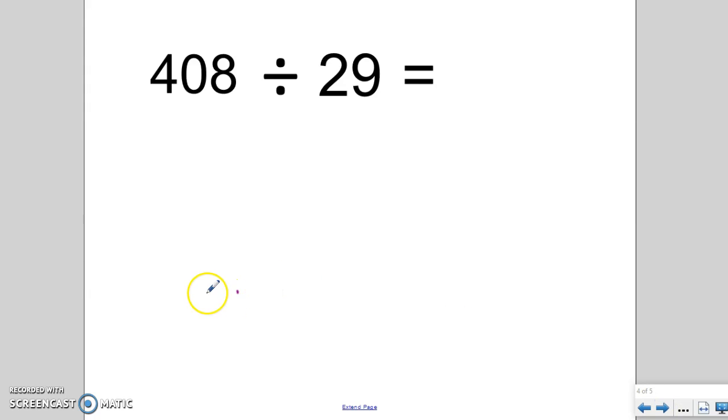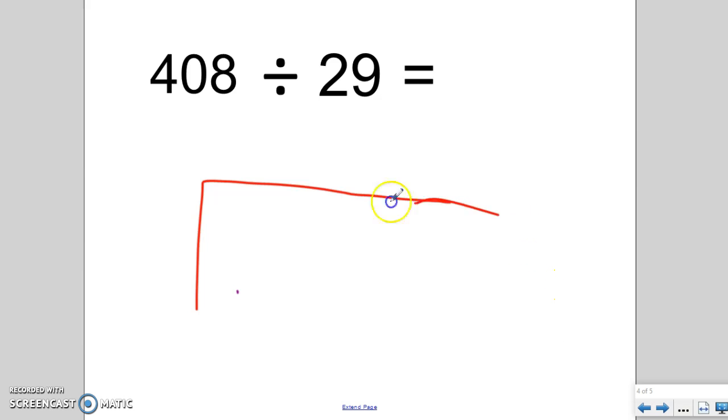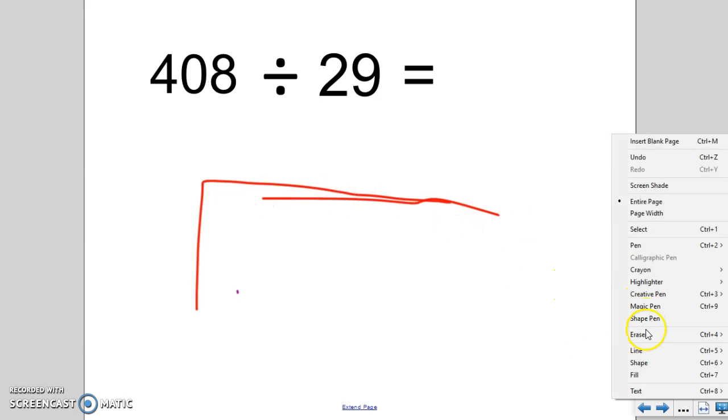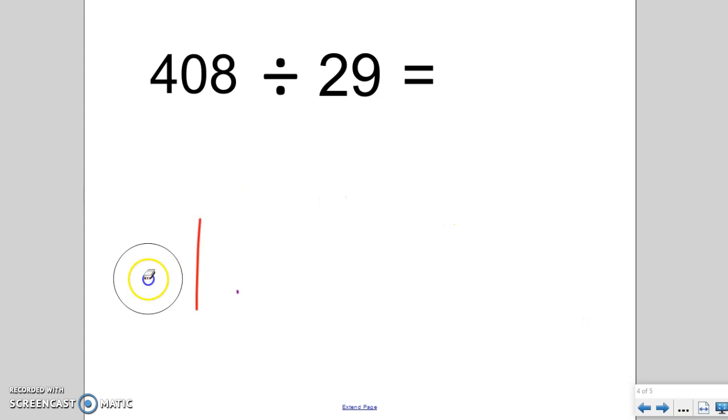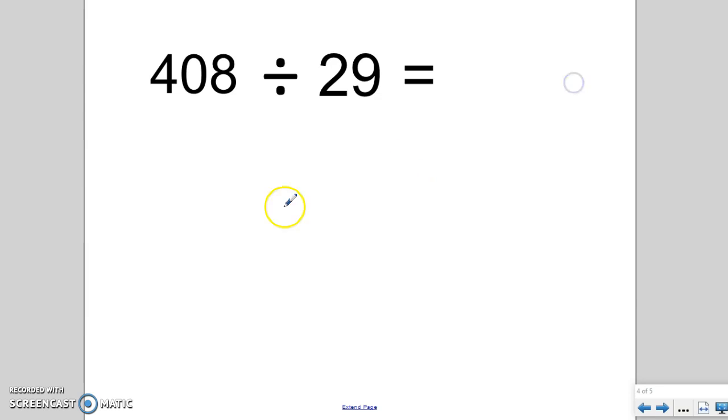Let's try another one. Okay, so, that was a really awful example of a division symbol. I didn't do that very well either, did I? All right, let's try that again. Okay, there we go. That was a little scary. Okay, so I have my new division symbol, so I can solve this.